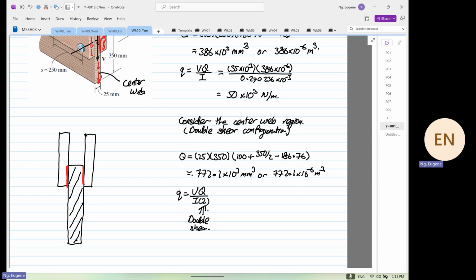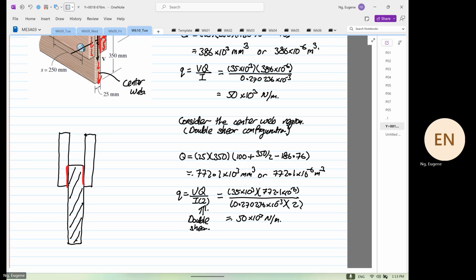So when you do this, what we have is V is 35 times 10 to the power 3. The Q is 772.1 times 10 to the power minus 6. The I is still the same, 0.270236 times 10 to the power minus 3, and then divide by 2. So the answer is equal to 50 times 10 to the power 3 Newton per meter.